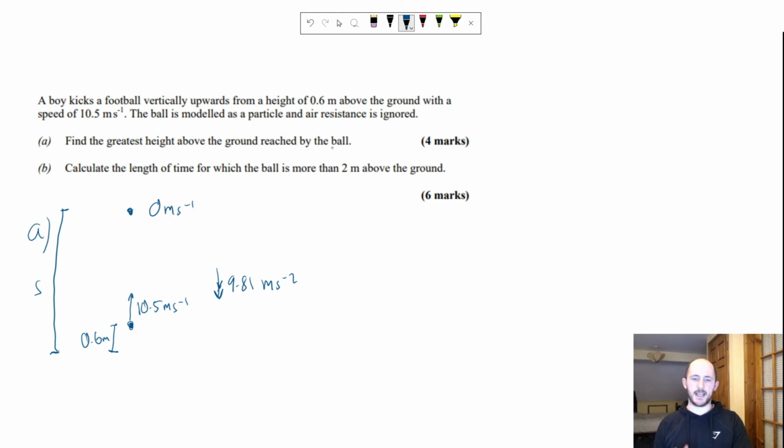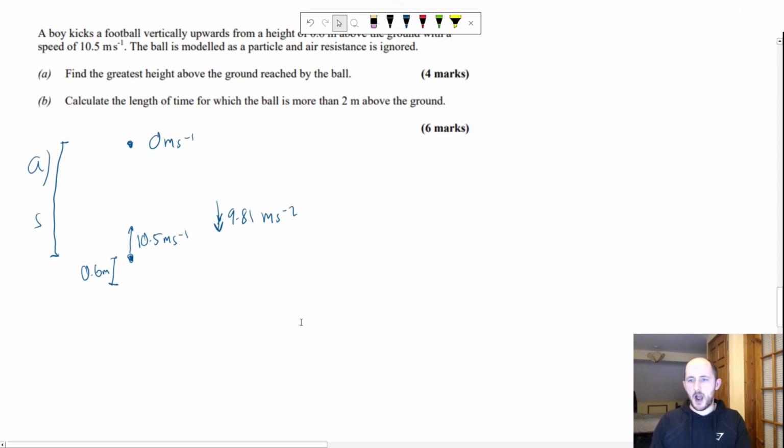Now, here's the thing about SUVAT, and it's something that I find a lot of students struggle with. Remember, it's with constant acceleration. So this ball is going to start 0.6 meters above the ground. So if I plug this all into SUVAT, I do not get the distance that I want. I get the distance minus 0.6 because it starts 0.6 meters above the ground. So in actuality, I'm going to be working out that value and adding on 0.6 meters because it says the greatest height above the ground.